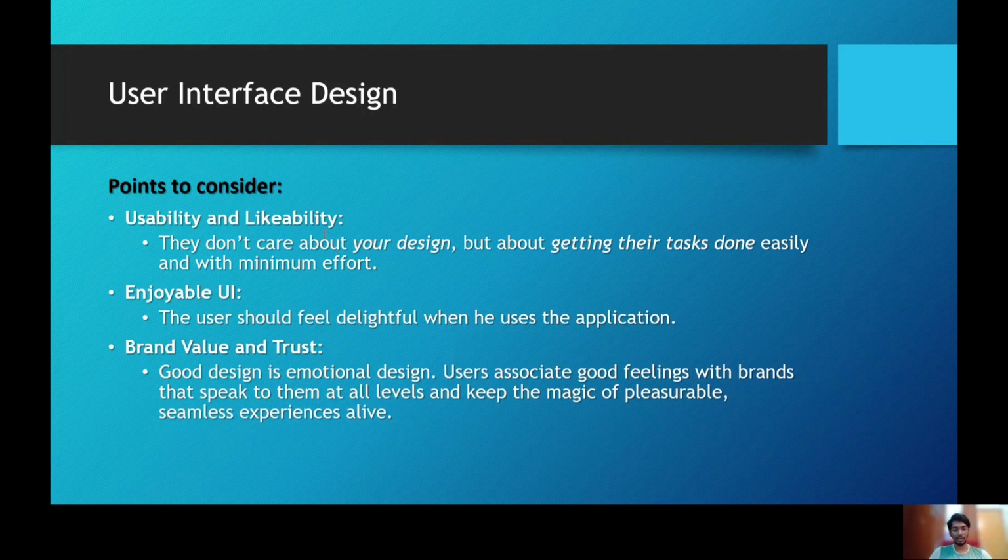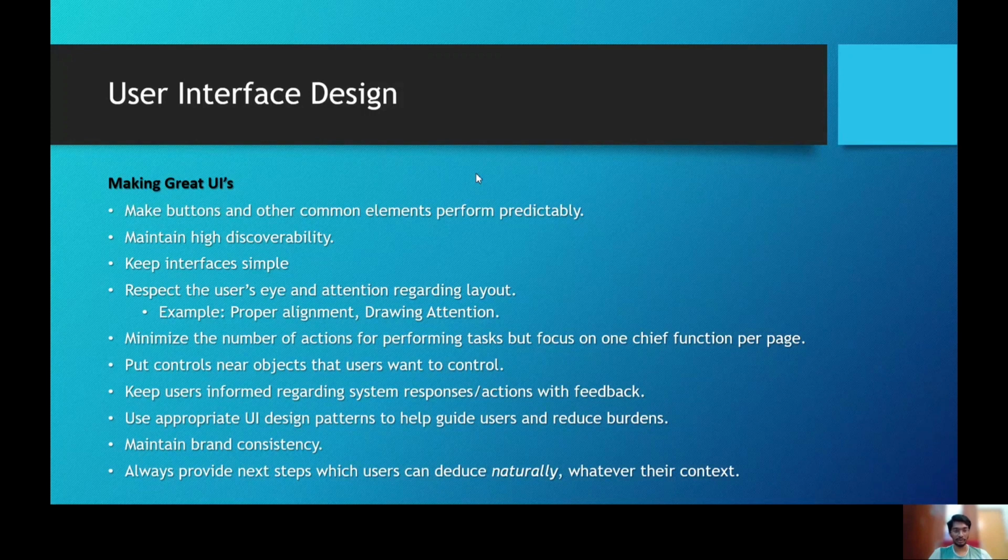And third property. UI should communicate brand values and reinforce user trust. Good design is emotional design, which connects emotionally with users. Users associate good feelings with brands that speak to them at all levels and keep the magic of pleasurable and seamless experience. How to make great UIs?